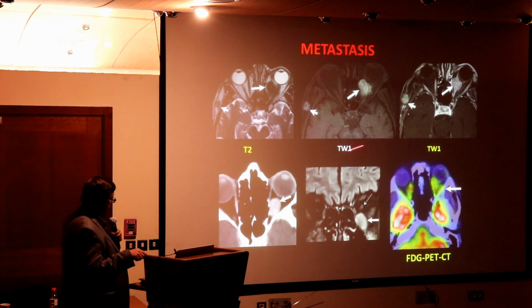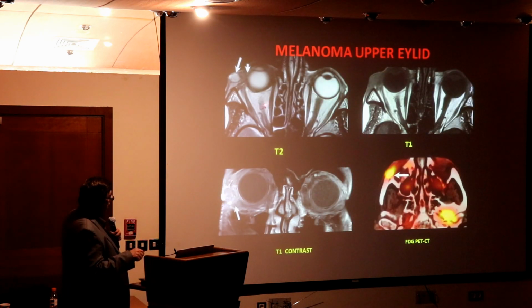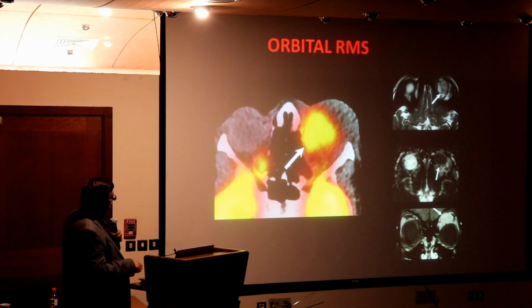Metastases, you can see them, but you can also use the PET scan and fuse it with the CT and you can see the uptake. Melanoma, again you can use the PET scan. Orbital rhabdomyosarcoma, you can see the uptake.